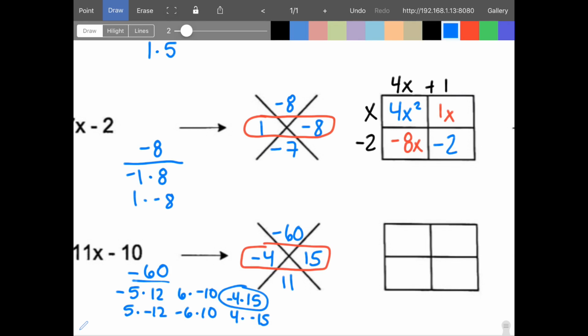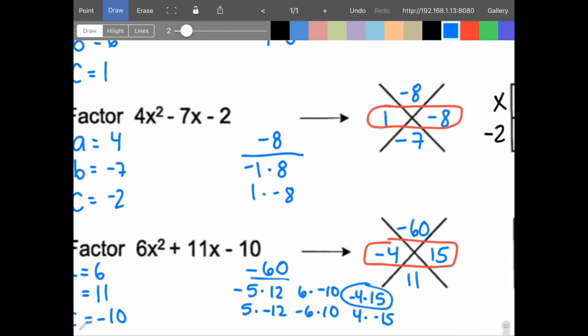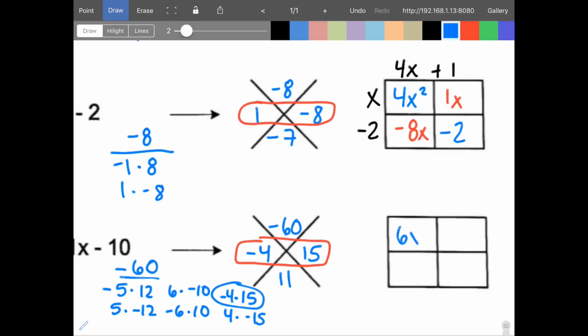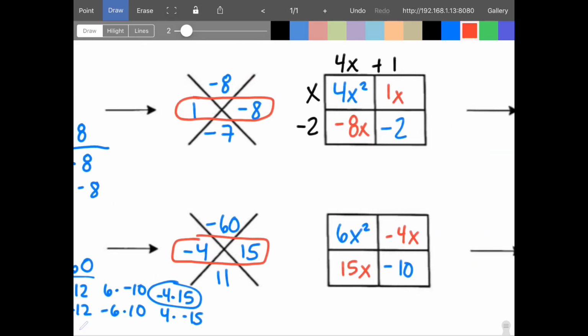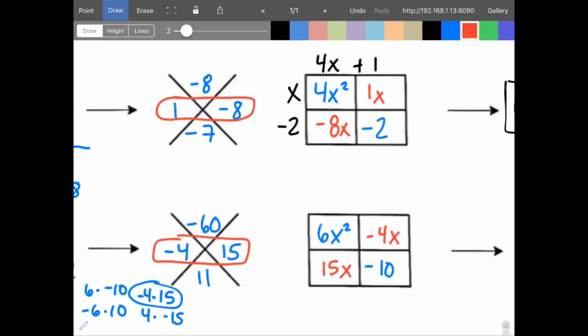Now we're going to write in ax squared, and our ax squared is 6x squared. And we're going to write in our c, which is negative 10. And then we're going to write, it doesn't matter which order, negative 4x and 15x, because these two always have to add to your middle term, which is a positive 11x. And then we're going to pull out a GCF.